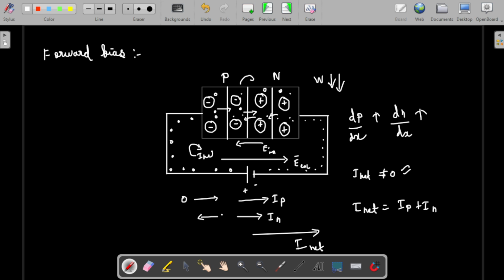So I net will flow from positive to negative terminal because of the charge carrier movement. I hope you guys were able to understand, right? So this is how the current movement will be observed.